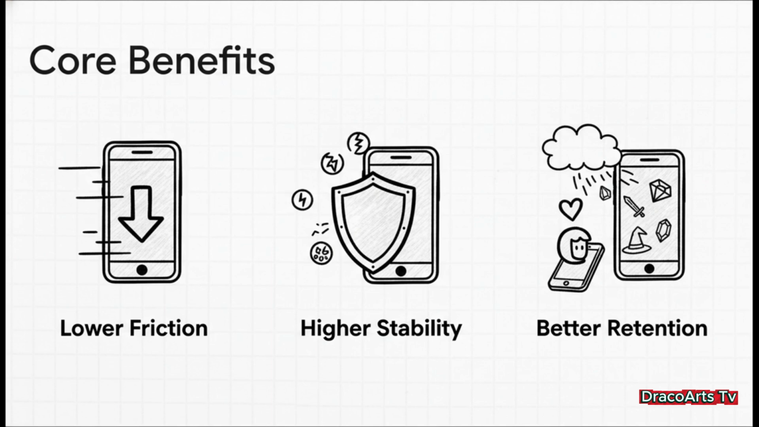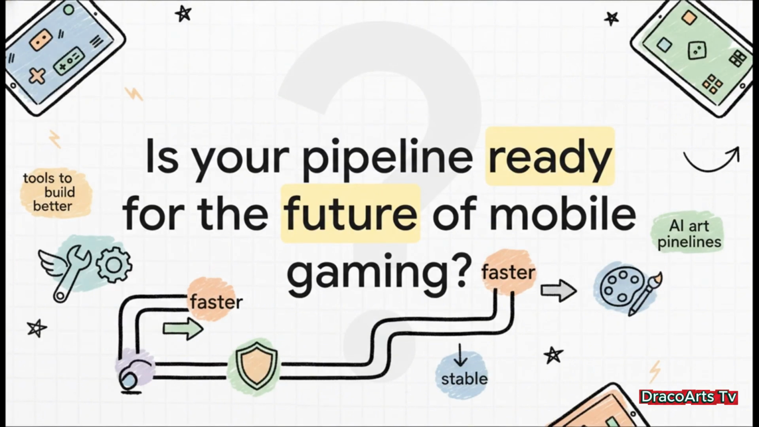At the end of the day, it's about respecting the player, respecting their time, their data plan, and their phone storage. And that respect is what builds a loyal fan base and turns a pretty good game into a monster hit. So I'll leave you with this question. The tools to build better, faster, more stable mobile games, they're not coming soon. They are here right now. They work in perfect sync with modern tools like AI art pipelines. So take a hard look at your own process and ask yourself, is your development pipeline really ready for the future of mobile gaming?